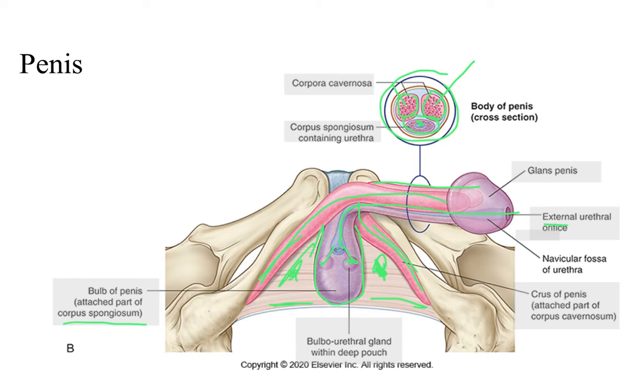All right, and then at the end of the corpus spongiosum, we have the glans penis, which really is an extension of the corpus spongiosum. And of course, we know ultimately this is all encased in connective tissue with skin surrounding it. And so the only thing that you're missing here really that would be of importance is the prepuce, which is also known as the foreskin.